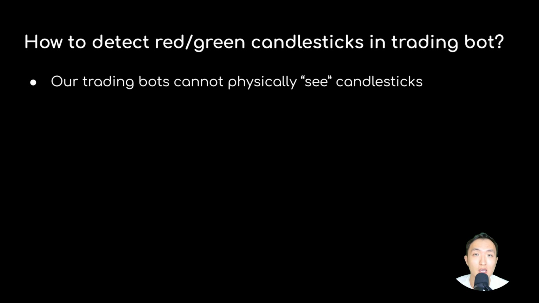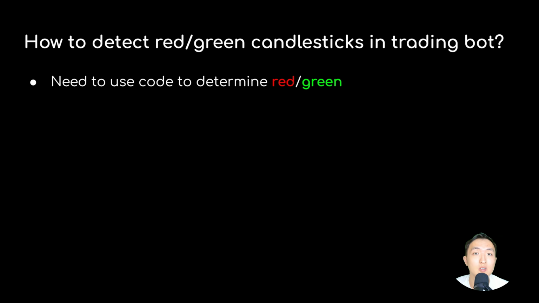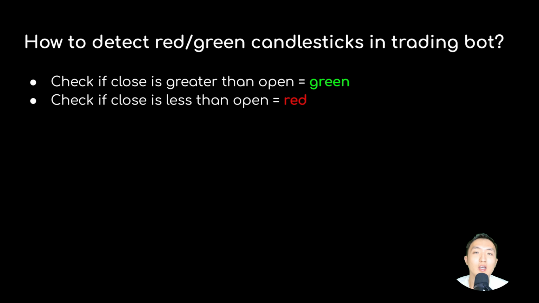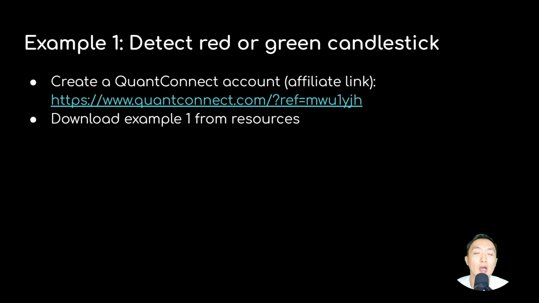Since our trading bots cannot physically see candlesticks, we'll need to use code to determine whether a candlestick is red or green. Here's how it's done. We check the close of a candlestick and see if it's greater than the candlestick's open. If it is, then we know it's a green candlestick. And if its close is lower than its open, then we know it's a red candlestick. I'm going to show you how that's done in example 1.